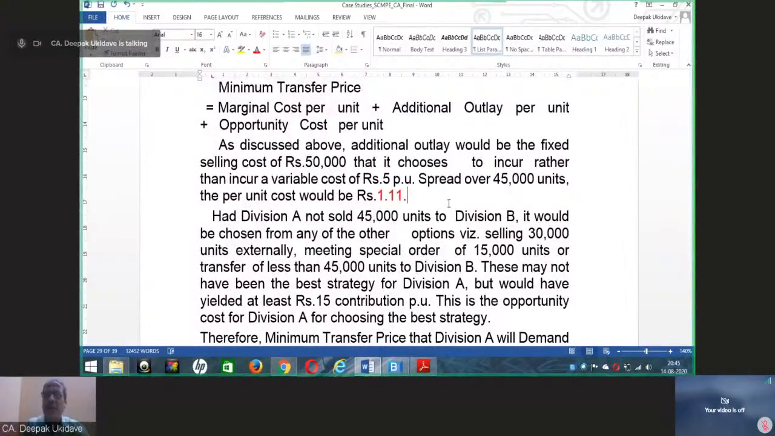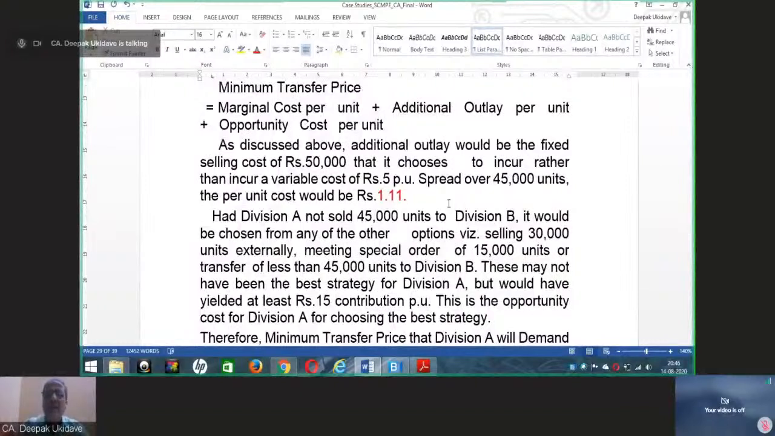Normal case mein, khali marginal cost you recover and opportunity cost. And additional cost is recovered only if it is specific, peculiar to a particular customer. Only if that cost is specific, peculiar to a particular customer, then only you recover additional cost.